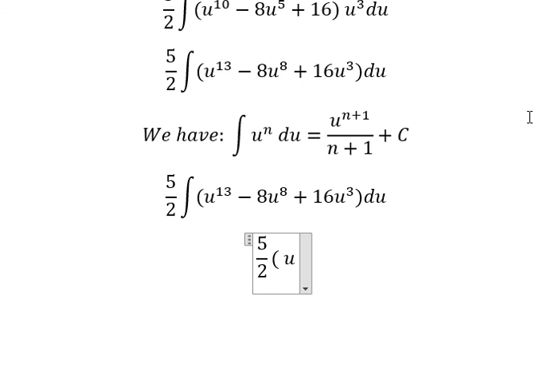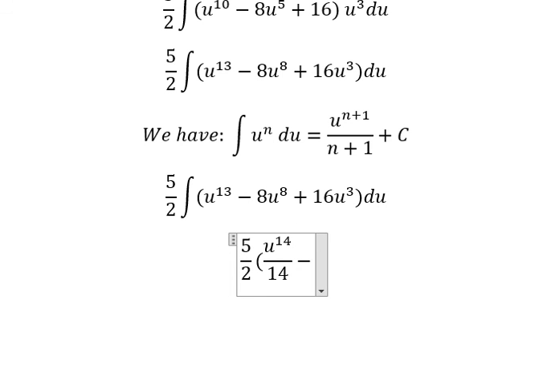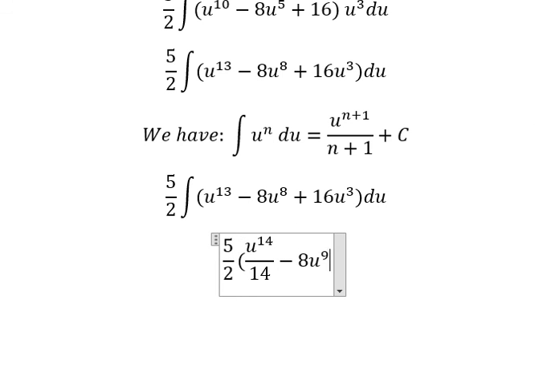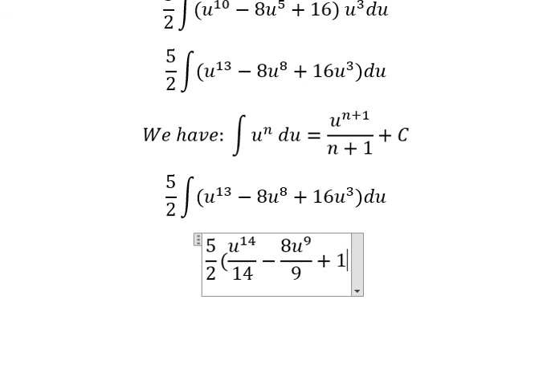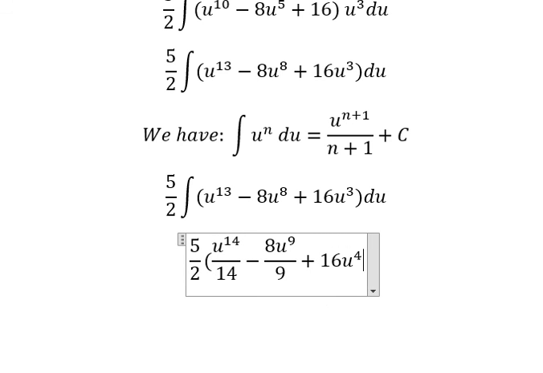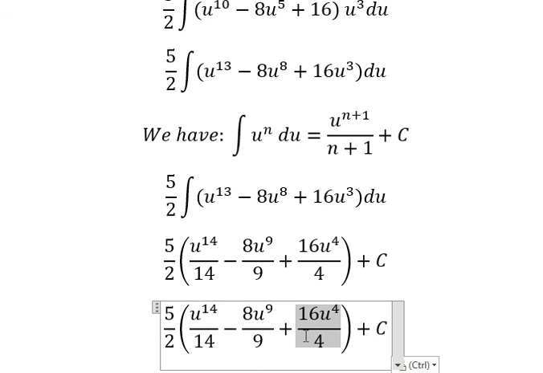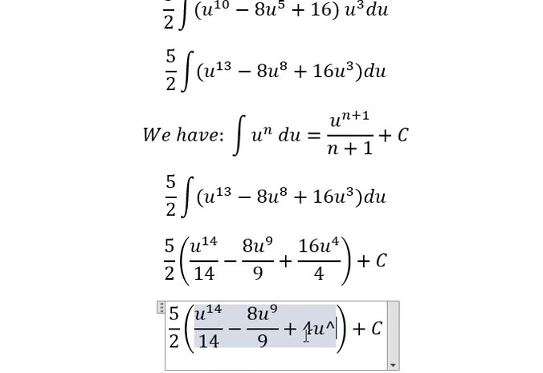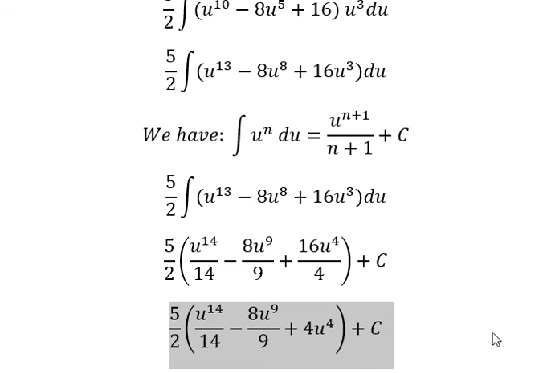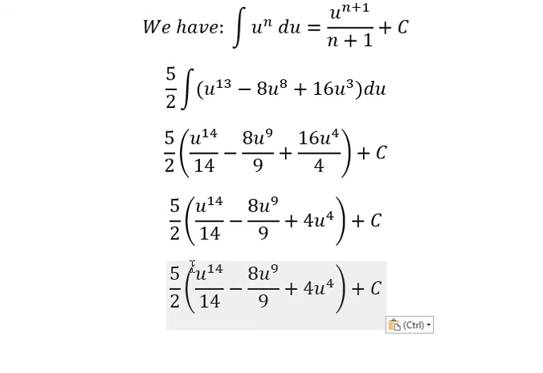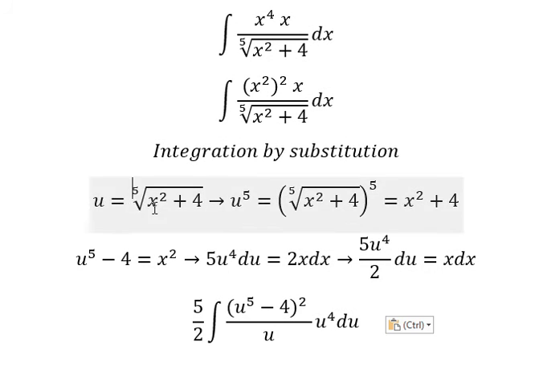That should be u to the power of 14 over 14 minus a u to the power of 9 over 9, 16 u to the power of 4 over 4. 16 divided by 4, you get number 4. About u, that is this one.